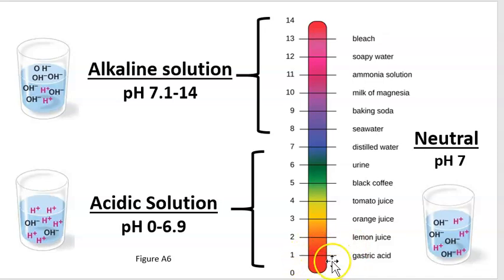So yes, there are microbes that can indeed survive through your stomach acids. We've also got microbes over here on the alkaline side. These are things that we tend to find in the soil. Certain kinds of extreme soil have a very alkaline pH.